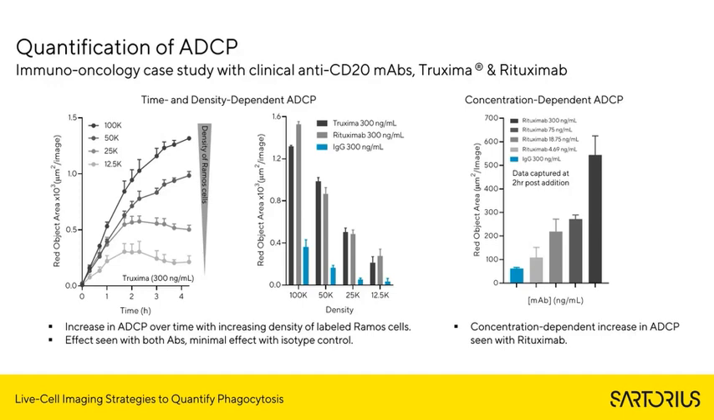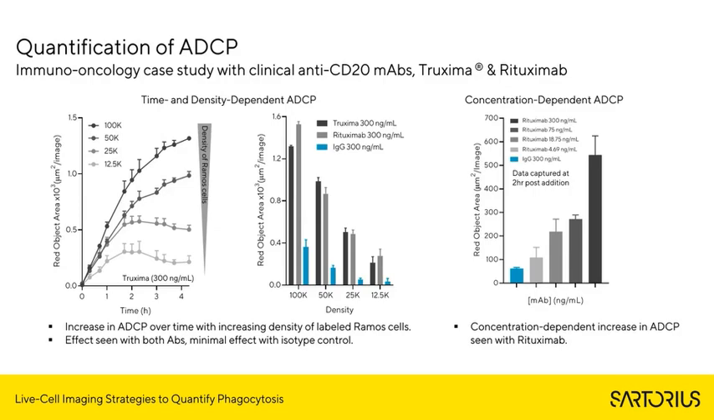Additionally, treatment with a range of rituximab concentrations revealed that there is a concentration-dependent effect on tumour cell phagocytosis with increasing levels of monoclonal antibody. For all concentrations tested, IgG control had little or no effect on engulfment.